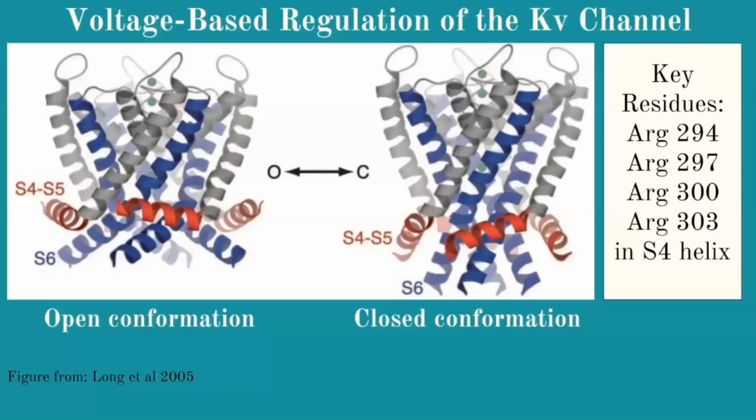In this slide, I basically zoomed in on the voltage sensing domain to show the difference in structure between the open and closed conformation. When the electric field changes as a result of the conduction of an action potential, arginine residues 294, 297, 300, and 303 can change orientation and can result in the transition from open to closed conformation or vice versa. Because these residues are critical to the KV channel's voltage sensitivity, they are among the most highly conserved residues in the protein.